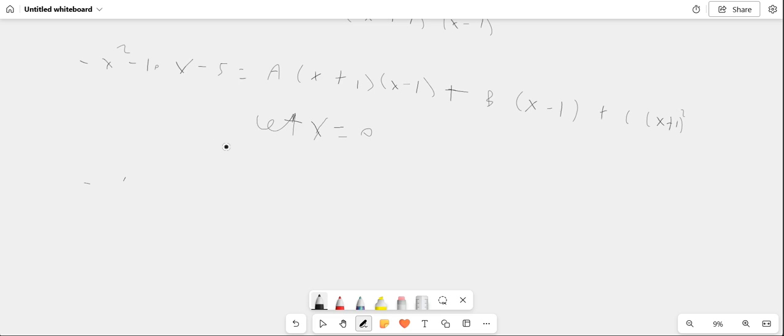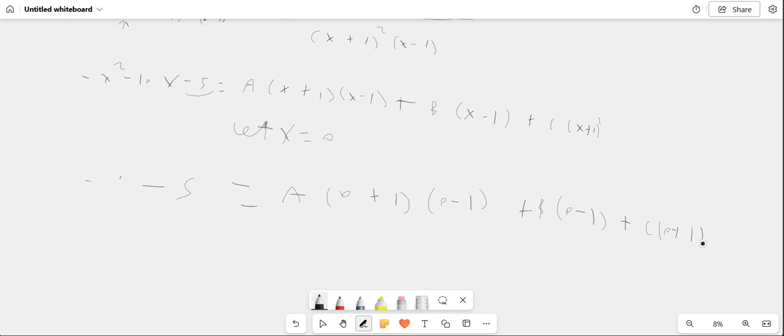So if we let x equal 0, this is why it's easy. Look, that's 0 squared, 0. Minus 10 times 0 is 0. So it's always just the constant that's left behind, so -5. Then in terms of here, it becomes pretty simple. Leave it as a, b, c for now. So a, 0 plus 1, 0 minus 1. Plus b, 0 minus 1. Plus c, 0 plus 1 squared.